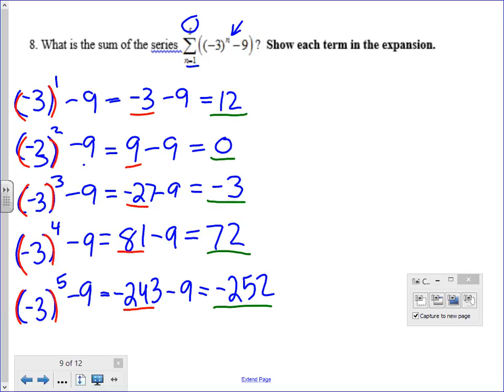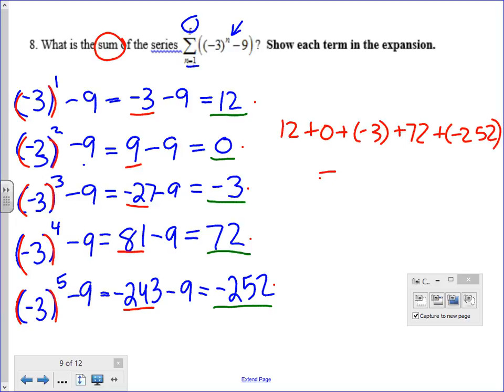Anytime you put a negative number into your calculator that you're trying to raise to a power, it needs to be in parentheses. All right, well now in order to find the sum of the series, I now take each of these terms in the expansion and add them up. So I'm going to take 12 plus 0 plus -3 plus 72 plus -252. And when I add up all of those numbers, I get that the sum is -228. So when it tells you to show every term in the expression, you need to make sure you put all the numbers 1 through 5 in for n and then add those answers up.